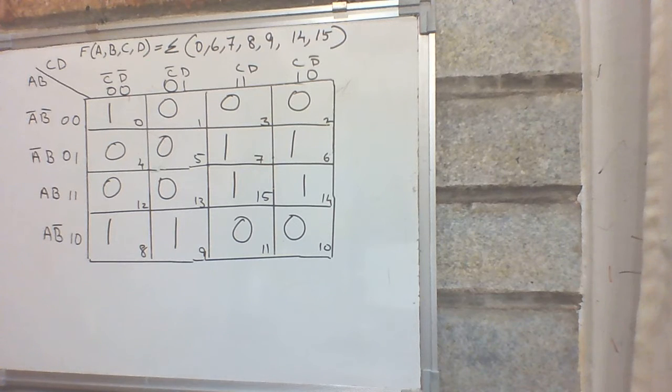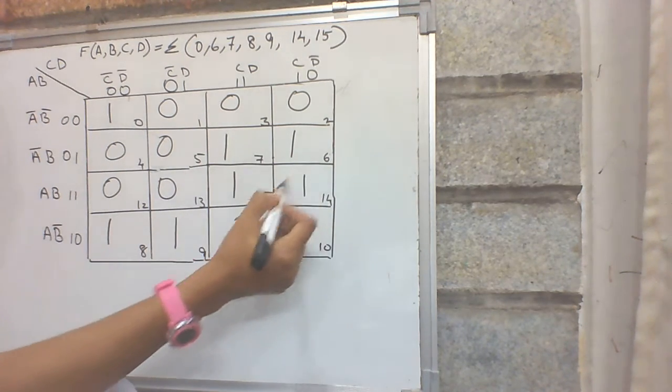Then first, what's the thing we need to check first? Is there any octet? What's an octet? 8 ones are adjacent. Check whether there is any octet. In this Karnaugh map, there is no octet because there are no 8 ones adjacent. Next condition, is there any quad? Quad means 4 ones are adjacent. Is there any quad? Yeah.